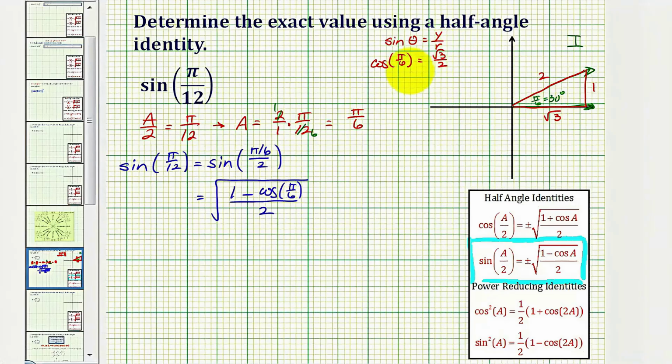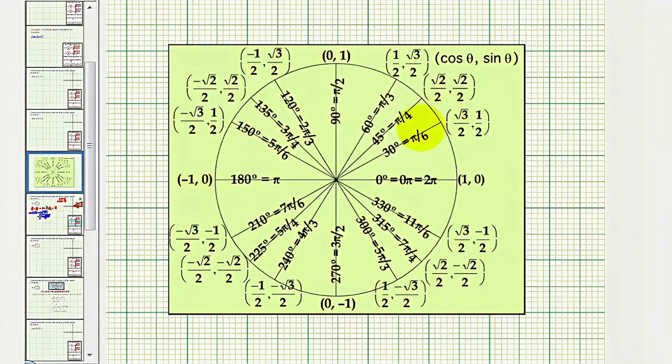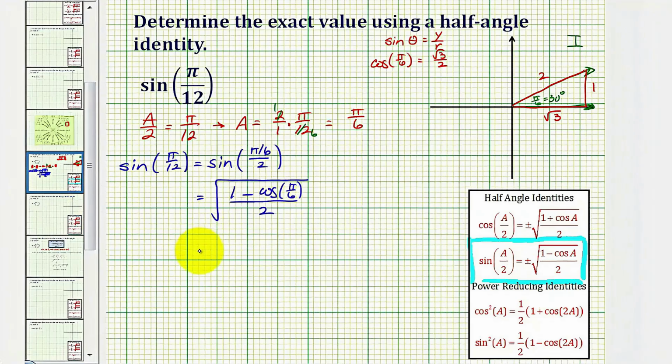And of course we can check this trig function value on the unit circle. Here's the terminal side of pi over 6 radians, or 30 degrees. And because we have the unit circle, x equals cosine theta, so cosine pi over 6, or cosine 30 degrees, is square root 3 divided by 2. Which means we now have the square root of 1 minus square root 3 divided by 2 all over 2.